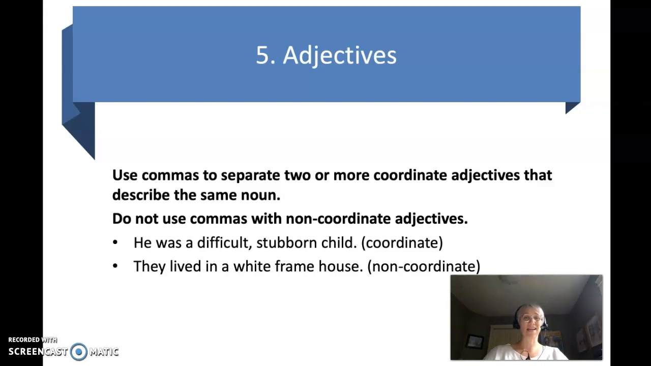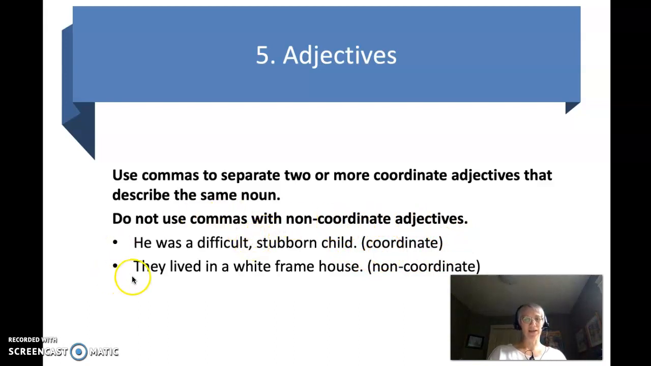So let's take a look at adjectival commas. Adjective commas are typically used, or always used really, to separate two or more adjectives that are describing the same noun. Now, in the first example here, he was a difficult, stubborn child. This is a coordinate and requires a comma. And you can tell because you can say he was a difficult child and you can say he was a stubborn child. So it's coordinate and it needs that comma.